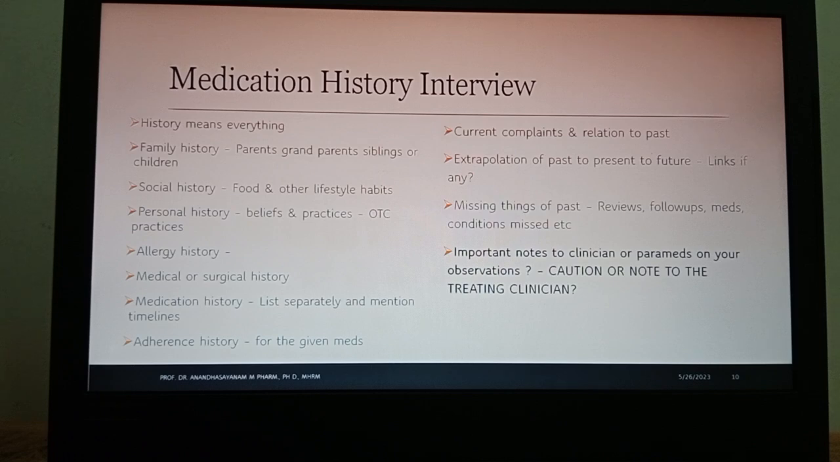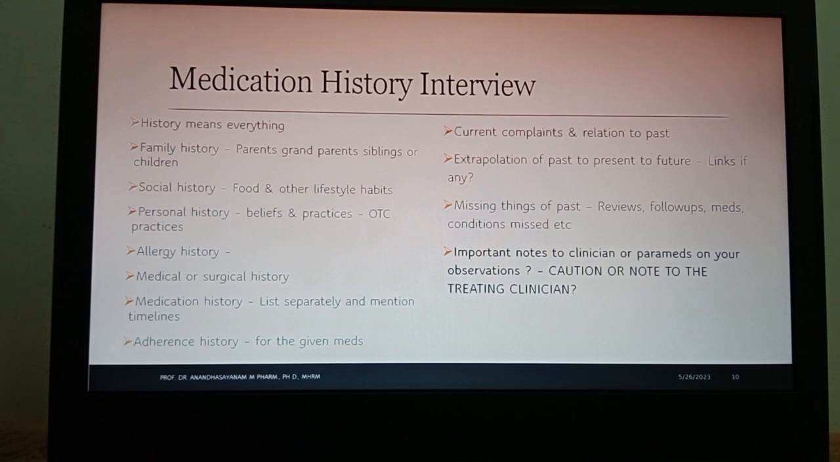So medication history has to be separately listed and mentioned, and adherence history. Are you taking the medicines properly? Are you compliant? Are you adhering to what is being told? Are you adhering to the diet that is being told? What are your practices? And then the current complaints and how they are related to the past. Extrapolation of the past to the present to the future, and the links between the past, present, and what can happen in the future has to be established.